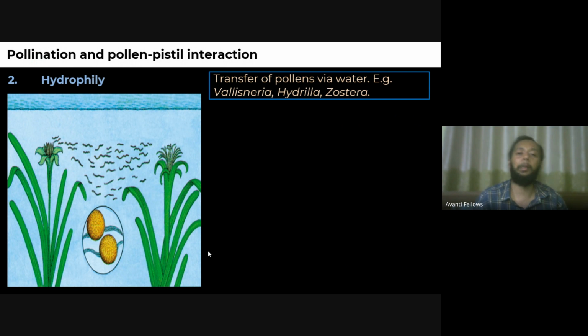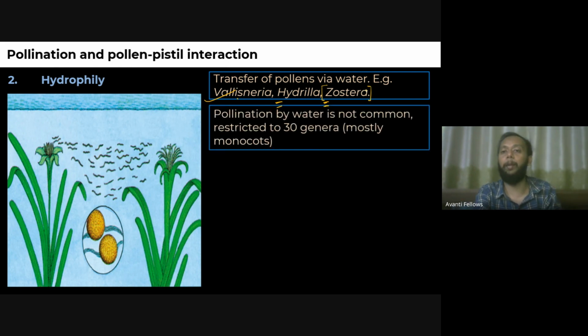So examples are Vallisneria, Hydrilla, and Zoostera. These are the three examples which have been given in hydrophily, right? Vallisneria, remember, is an example of epihydrophily. Zoostera is an example of hypohydrophily. I just said over here hypo. Remember that. We'll see in the next slide.